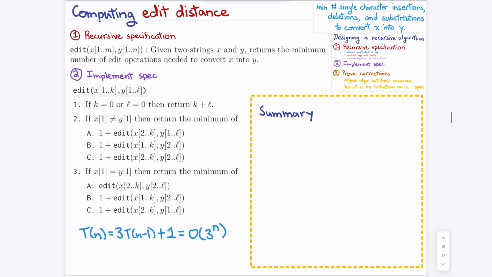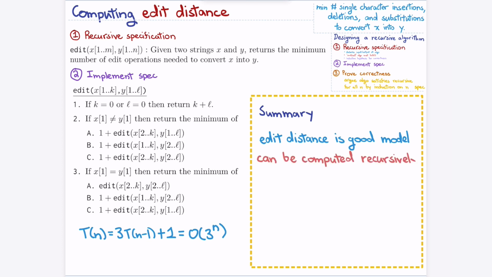So let me summarize the state of affairs. I tried to argue that edit distance is useful, and we can at least compute it recursively. So we do have an algorithm, and it's clearly correct because it's trying everything. I mean, we can do the proof by induction, and the only issue is that the recursive algorithm is exponential time.